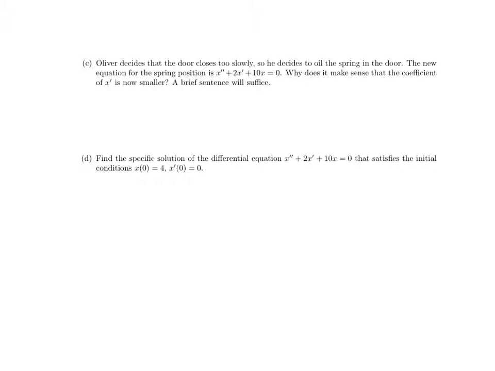Why does it make sense that the coefficient of x prime is now smaller? A brief sentence will suffice. Well, the coefficient on x prime indicates the amount of friction on the spring. So before, when he says that the door closes too slowly, that means that friction is too great. So in order to decrease friction, you need to decrease the coefficient on x prime. That would be my brief sentence.